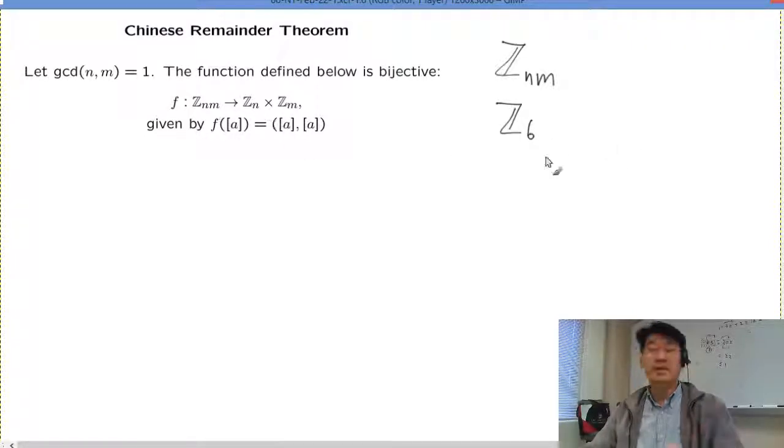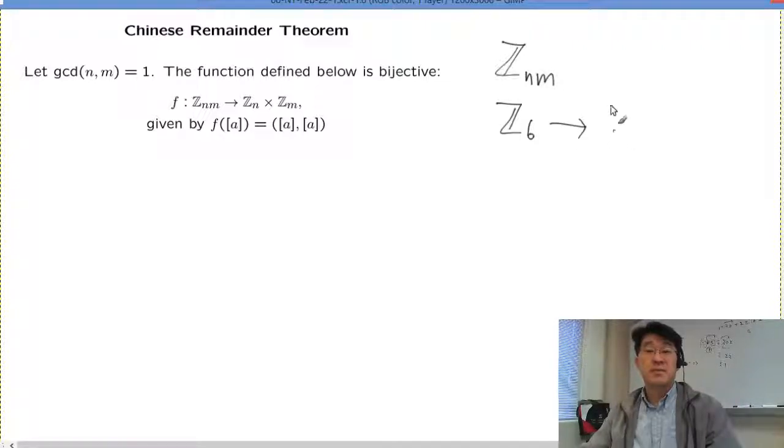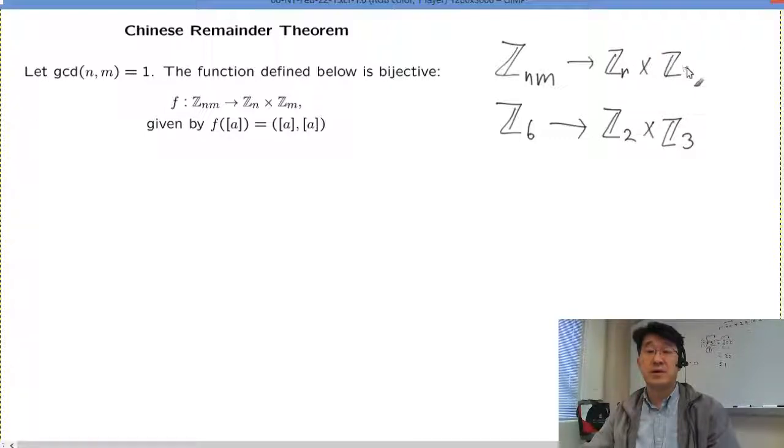It's the domain. What is the codomain of this function? Z mod n cross Z mod 3. And here, Z mod n cross Z mod 3. Right, what does this cross mean? This is a Cartesian product, right? How do the elements look in there?